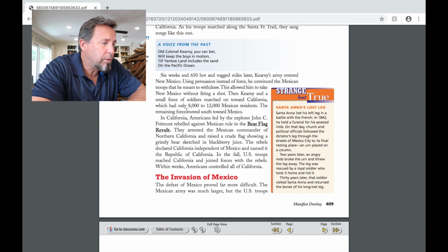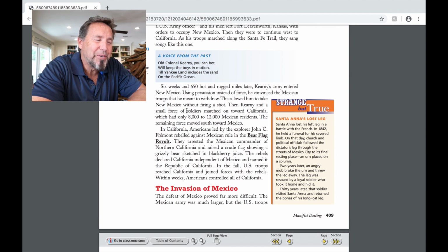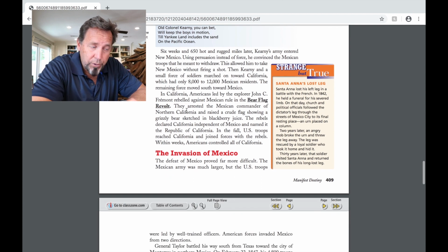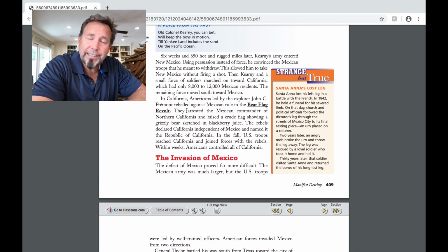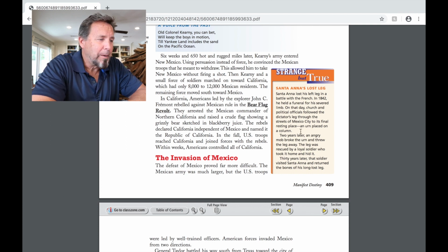And then on page 409 at the bottom, before we move on, there's a kind of strange but true section. I advise you to read that because it's kind of crazy when you read about an earlier conflict in 1842 that the leader of Mexico, still Antonio Lopez de Santa Anna, lost a leg in a battle he fought with the French earlier before this war starts, and because they had to amputate his leg, he actually had a separate burial for his leg. And it's a funny story about how some people act about that, kind of interesting.